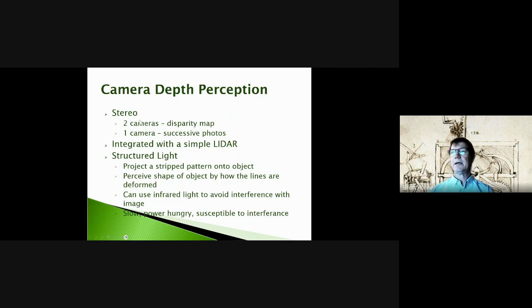But that's maybe best done with some machine learning type algorithm. That's my opinion. I don't know. All right, so other ways we can get depth perception out of a camera is we could integrate that with a simple LiDAR. Now, Intel's kind of big in this area. They have a whole line of different cameras that provide depth perception.